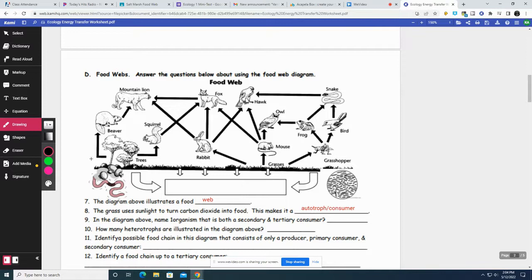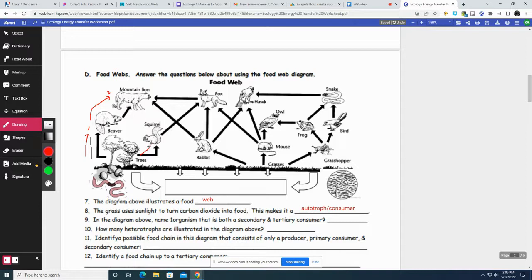Mountain lion is both a secondary and a tertiary. So when he eats beavers, I like to go red. Beavers are primary, so put a 1. And when he eats a beaver, he's a secondary, so a 2. You don't have to write this, but let's see a different path.